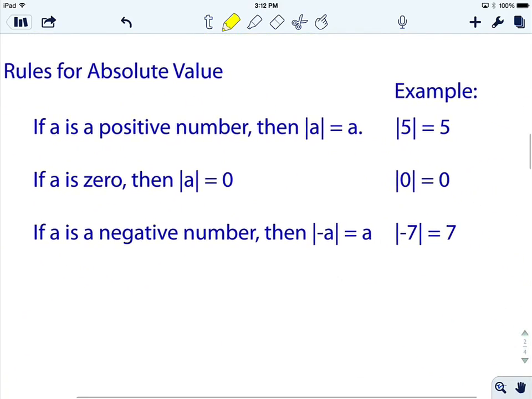So here are some rules for absolute value, something to keep in mind. If A is positive, and of course A is our number, if it's positive, then the absolute value of A is A.